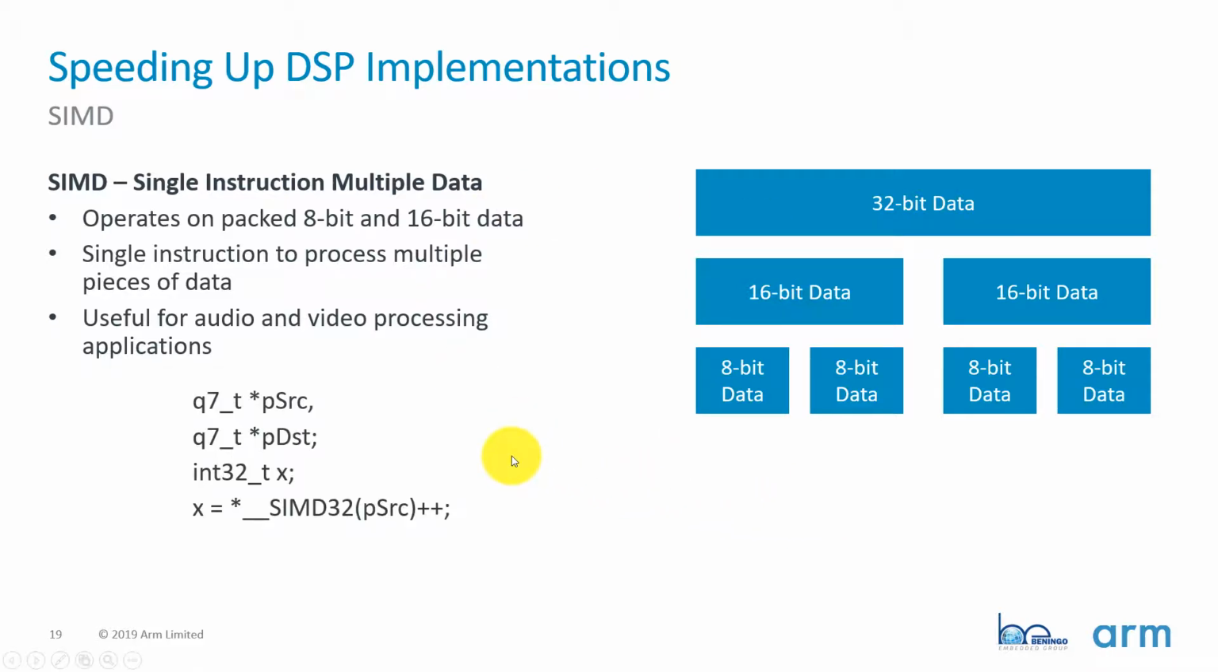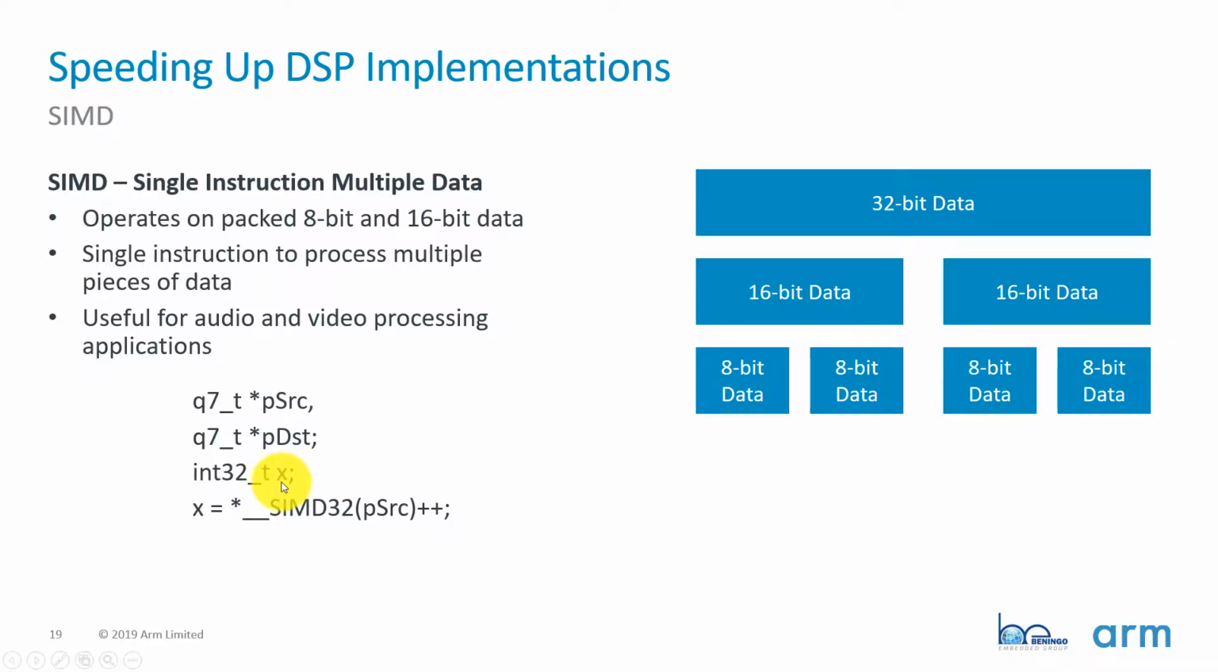A simple example here on how we can actually do this, I can create a Q7 data type here, which is basically just saying this is 8-bit representation of the data that I want to look at. I have a couple of pointers, source and destination pointers for the data. And normally what you're going to do is you're just going to create an int32 data type. In this case, I'm calling it X.